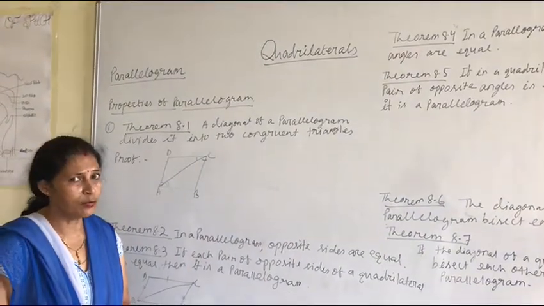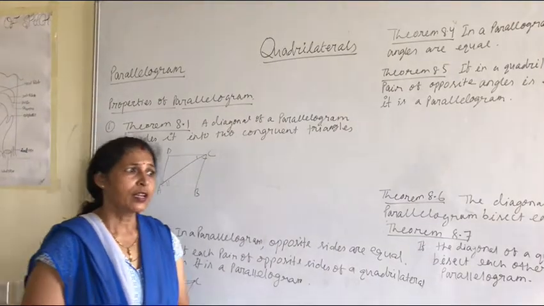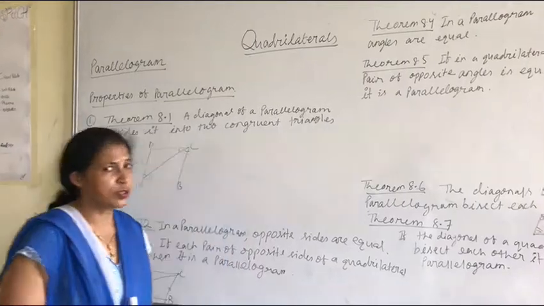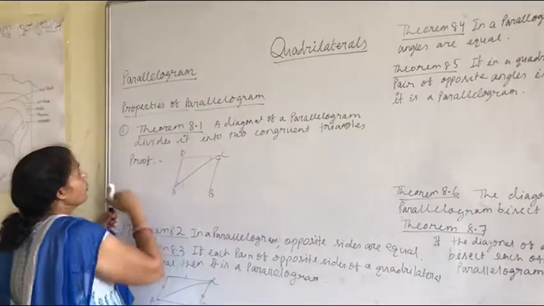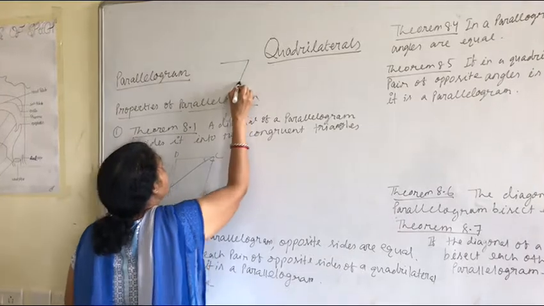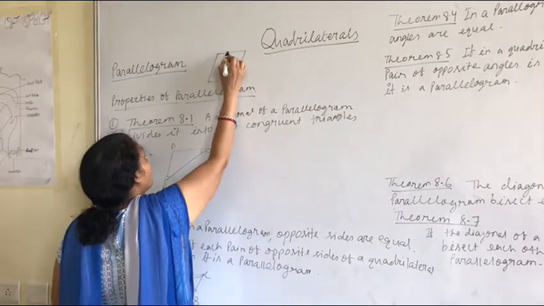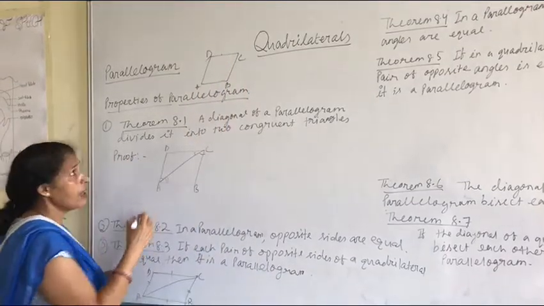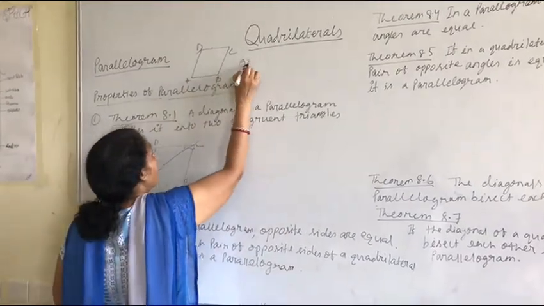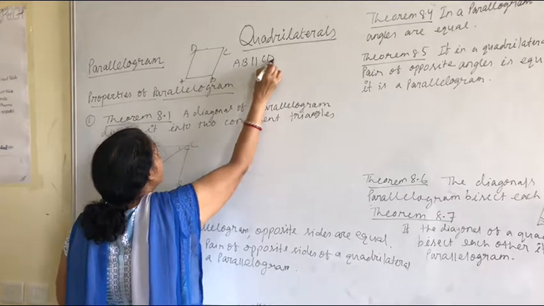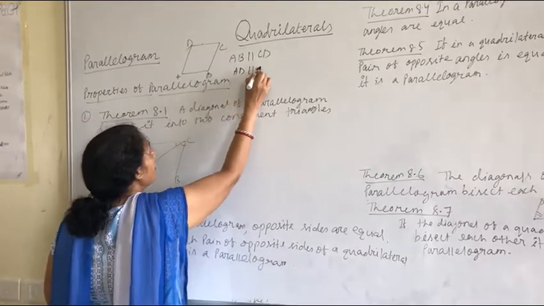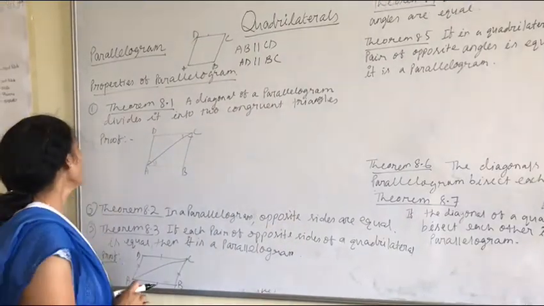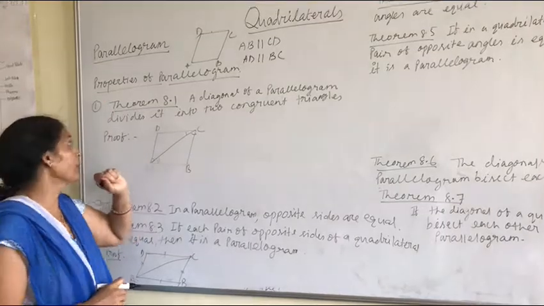So what is the definition of a parallelogram? A quadrilateral having opposite sides parallel. This is your parallelogram. Suppose ABCD is a quadrilateral. Opposite sides, that means AB parallel to CD and AD parallel to BC. If opposite sides are parallel, then it is a parallelogram. Then the properties of a parallelogram.